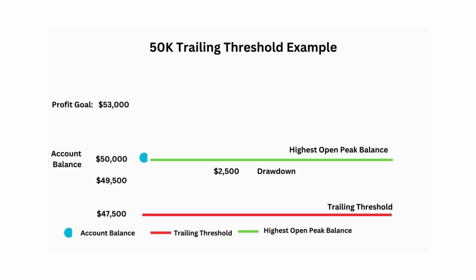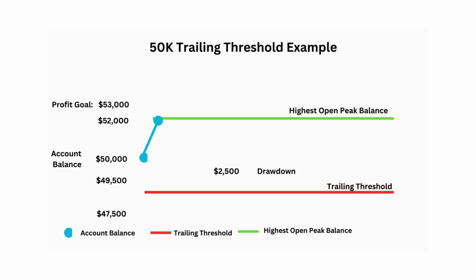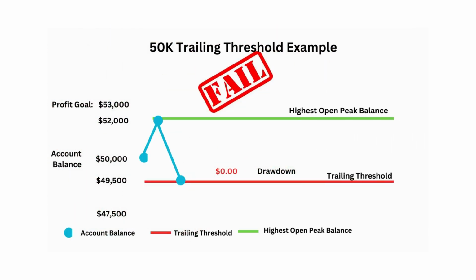In my initial trade with my brand new evaluation account, my open peak balance increased by $2,000 to $52,000, which caused my trailing threshold to rise by $2,000 to $49,500. Instead of exiting the trade, I chose to stay in it. Subsequently, my account balance declined and dropped to $49,500, touching my current threshold, effectively erasing my drawdown and triggering an automatic account failure.